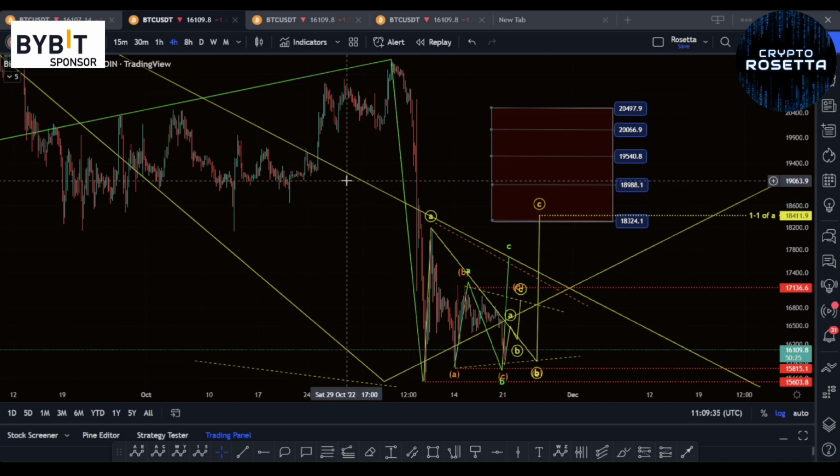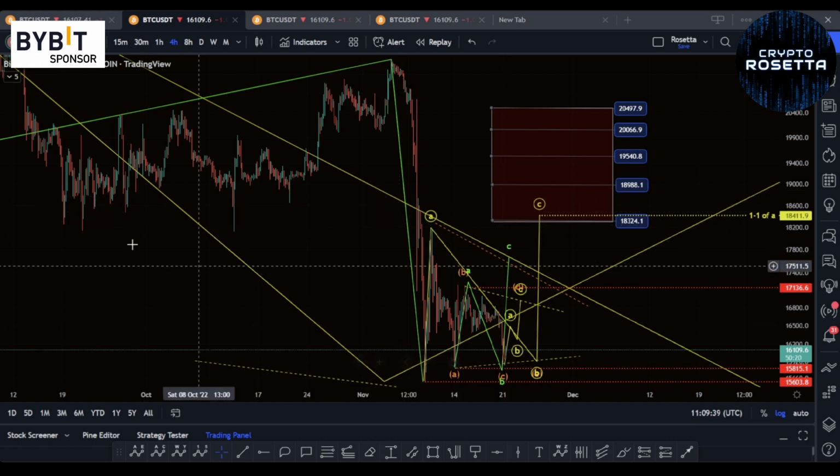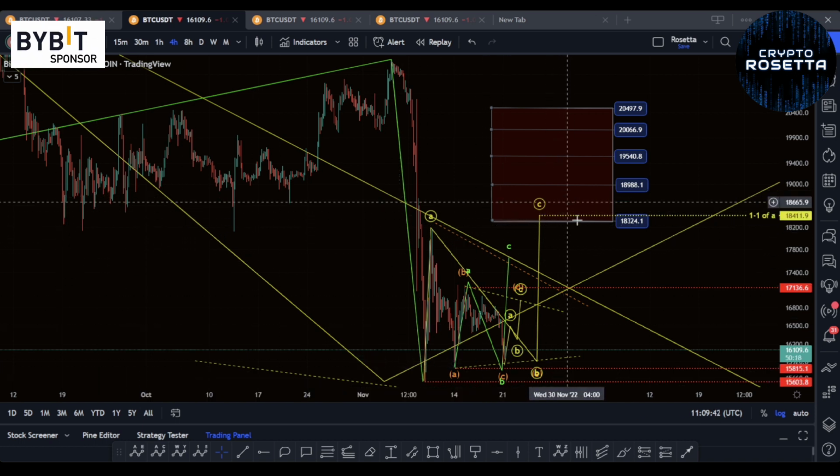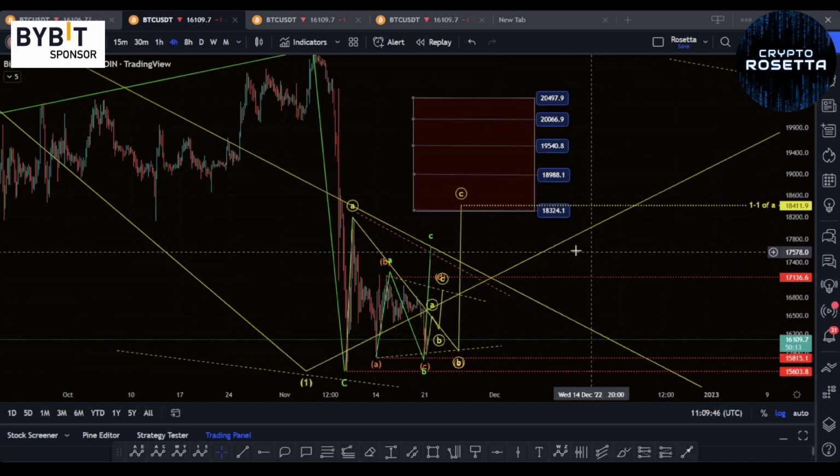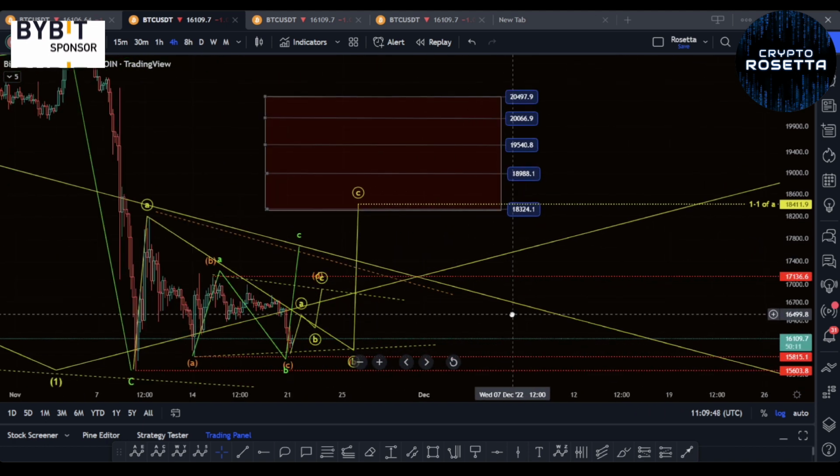So yeah, it also ties in with previous support here. So we potentially could look to retest this before looking to carry on dropping down. So that is what I'm looking for at the moment.